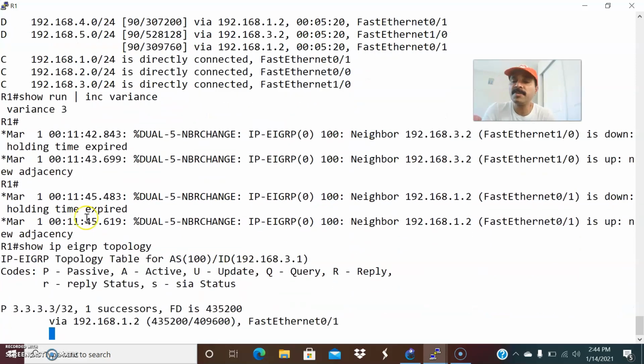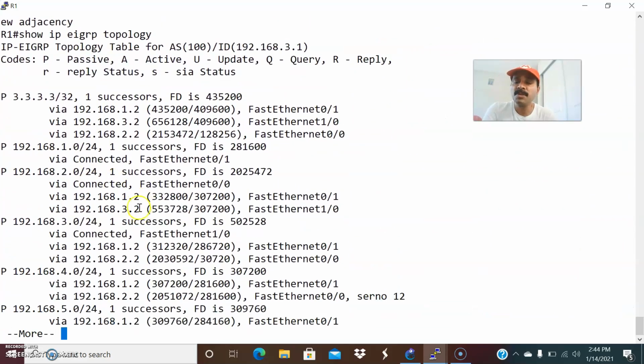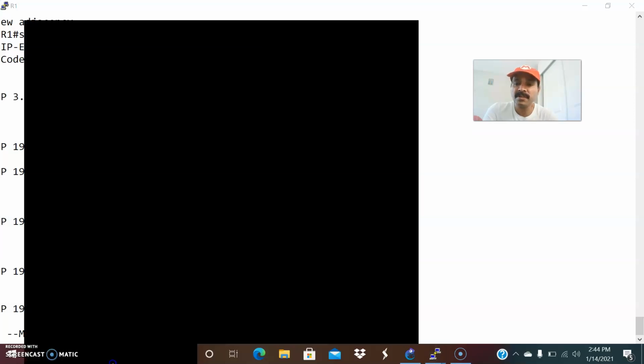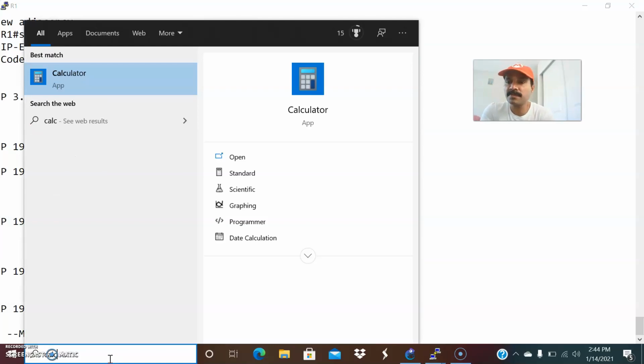So go to show ip eigrp topology. Take the least feasible distance. This is the least feasible distance, and multiply it by the parameter. So if you multiply by 3, it will not come to 21, right? So it should be 4 into 5, which will come to approximately 21, right? If you use the calculator, we can check it out.